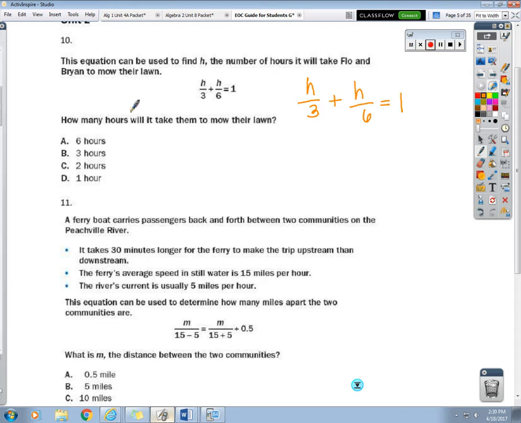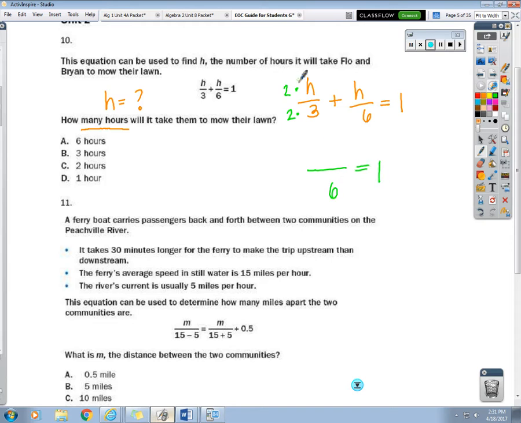And the question wants us to figure out how many hours. So the question wants to know, what does H equal? No, you only cross multiply when the fractions are set equal to each other. In this one, they want you to do what to the fractions? Add them. Well, to be able to add fractions, they have to have what? Do they have a common denominator? No, but couldn't we easily make 3 become a 6 by just multiplying it by 2? But then what do you also have to multiply its numerator by 2? So now, the common denominator is now 6.